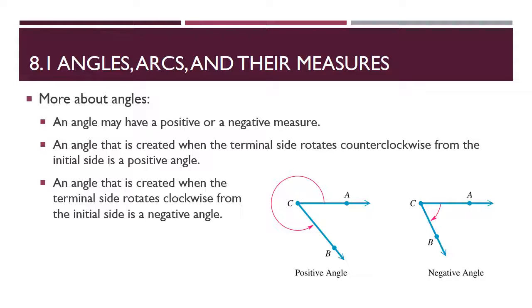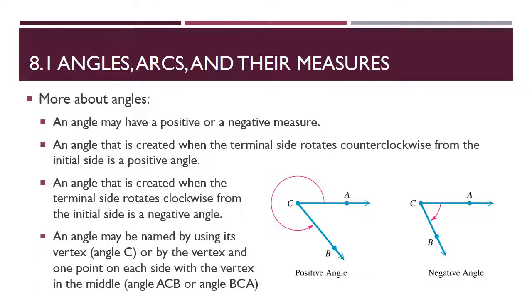So you see one angle drawn here, and the one on the left would be a positive angle because the curved arrow there is indicating that it starts with the initial side and opens up in a counterclockwise manner. The one on the right is a negative angle because from the initial side, CB opens in a clockwise manner, so it is negative.